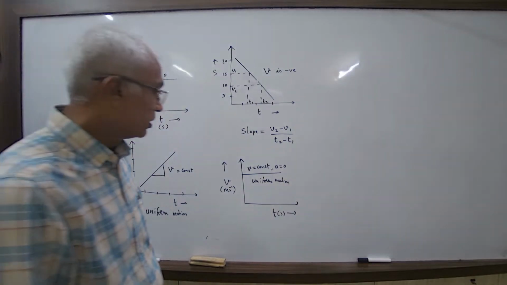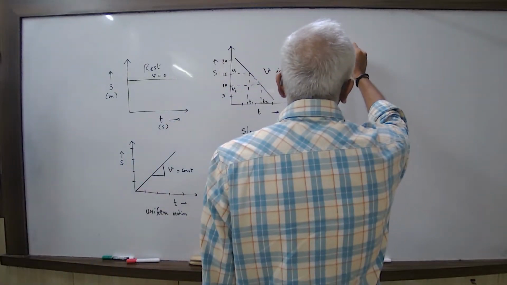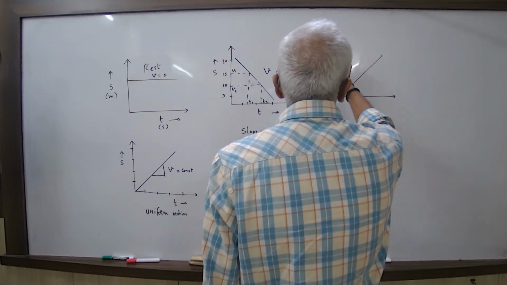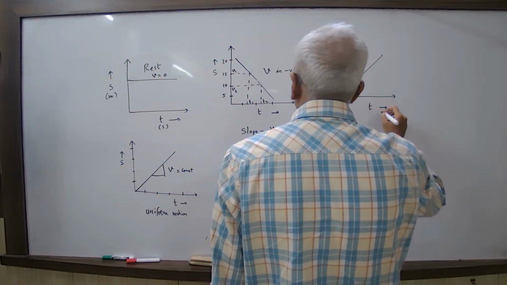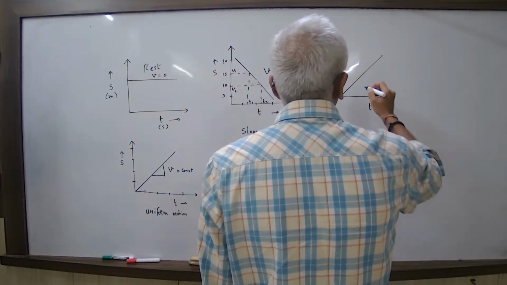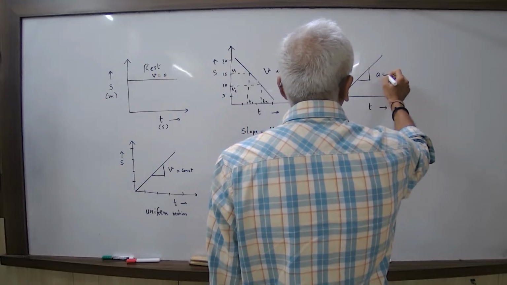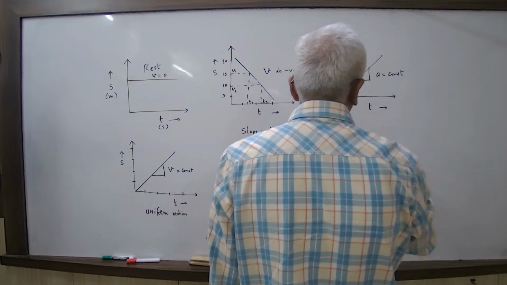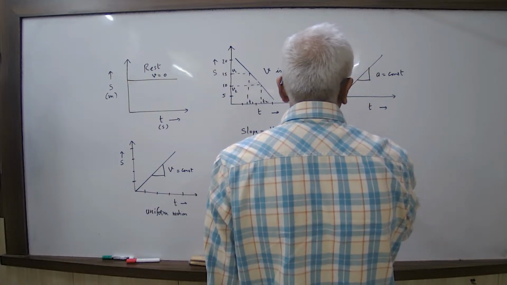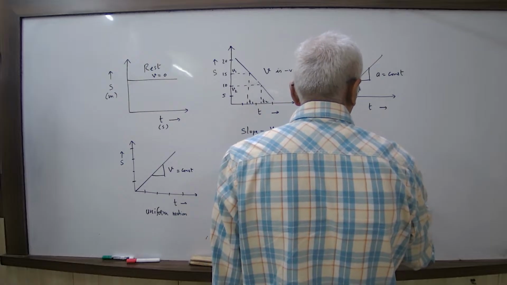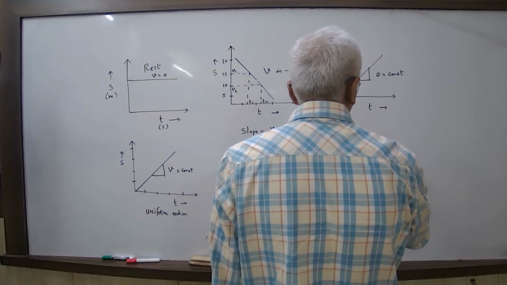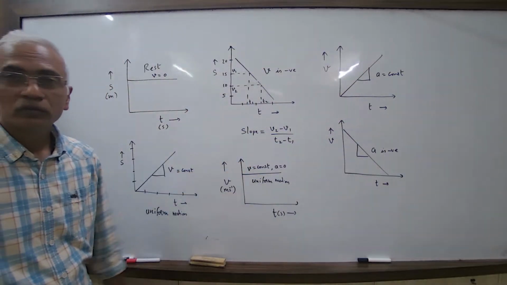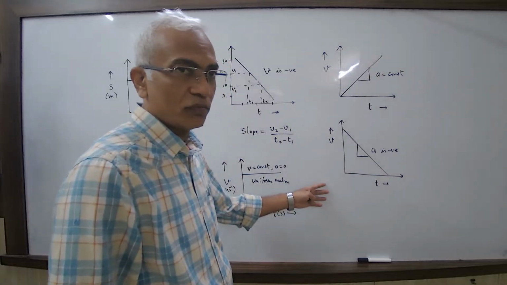Okay. Then the next. What about this? Uniform acceleration. So this is uniform acceleration. A equal to constant. Slope constant. What about this? Uniform retardation. Yes, now you got it. So this is uniform retardation. So A is negative. Slope is negative. Here slope is 0. Okay. So this is the nature of motion.